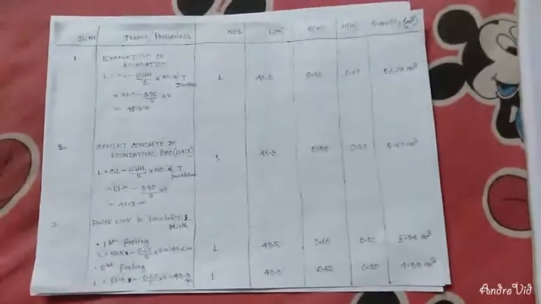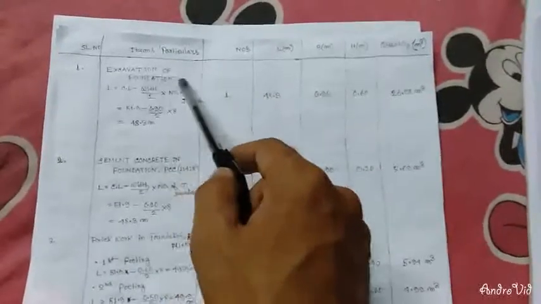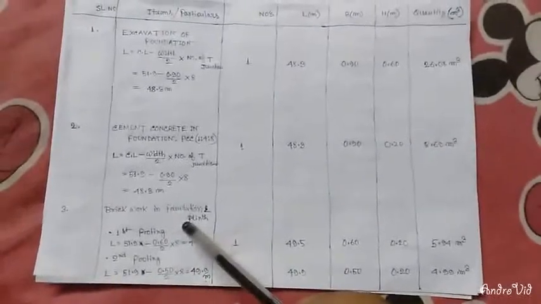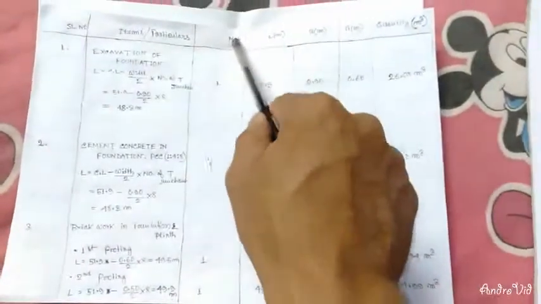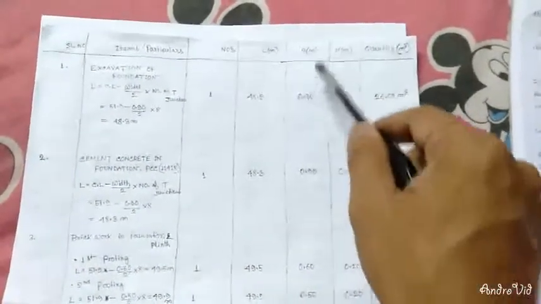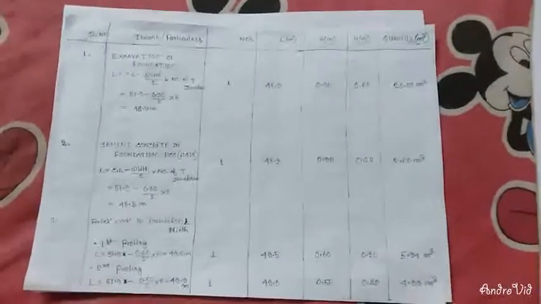First, the serial numbers 1, 2, 3, 4, 5, you have to write like this, and then items or particulars. Here you have to write the name of the items like excavation of foundation, cement concrete in foundation, brickwork in foundation, whatever you are going to consider. Then number of items, this column is for the number of items. Then length in meter. Then you have to consider the breadth or width in meter, and then height in meter, and finally after multiplying all these four you will get the quantity in meter cube.